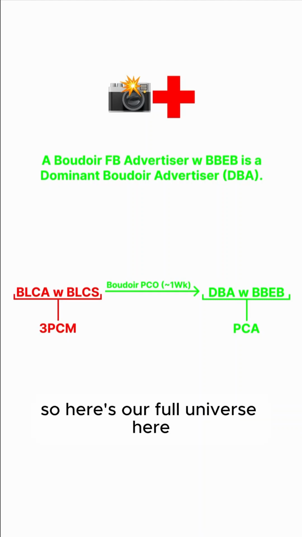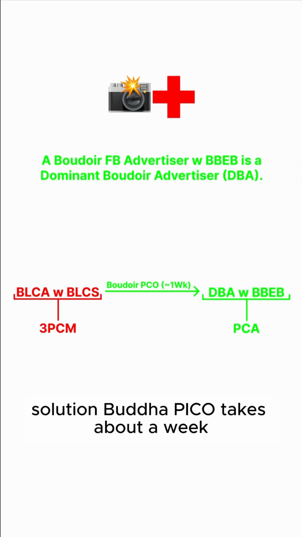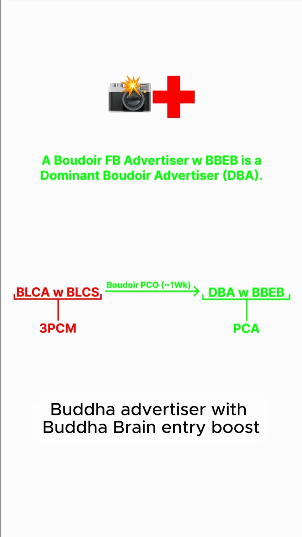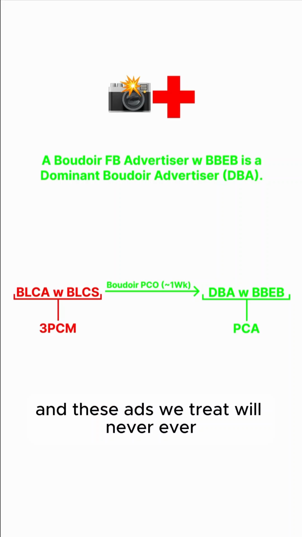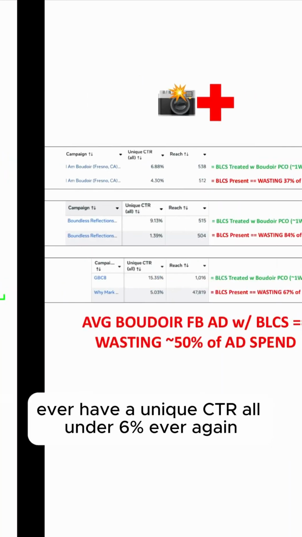So here's our full universe here. A BLCA with BLCS is caused by the 3 pre-click mistakes. Solution, Boudoir Pico takes about a week. Achieve pre-click alignment, become a dominant Boudoir advertiser with Boudoir brain entry boost. And these ads we treat will never, ever, ever have a unique CTR under 6% ever again.